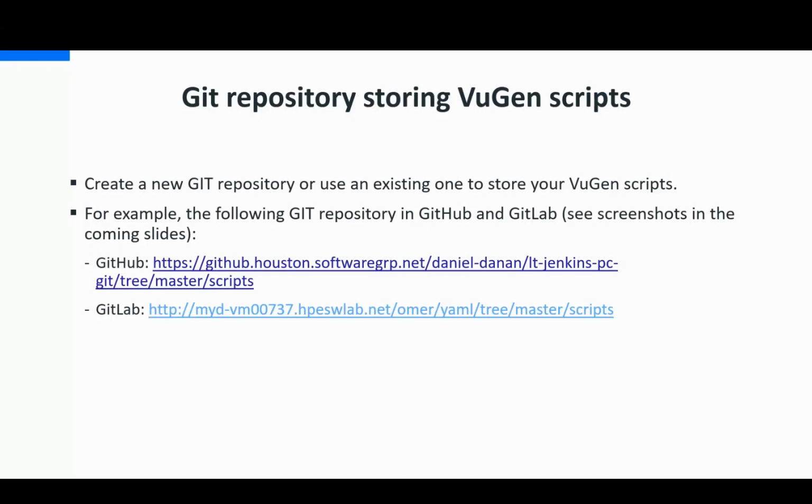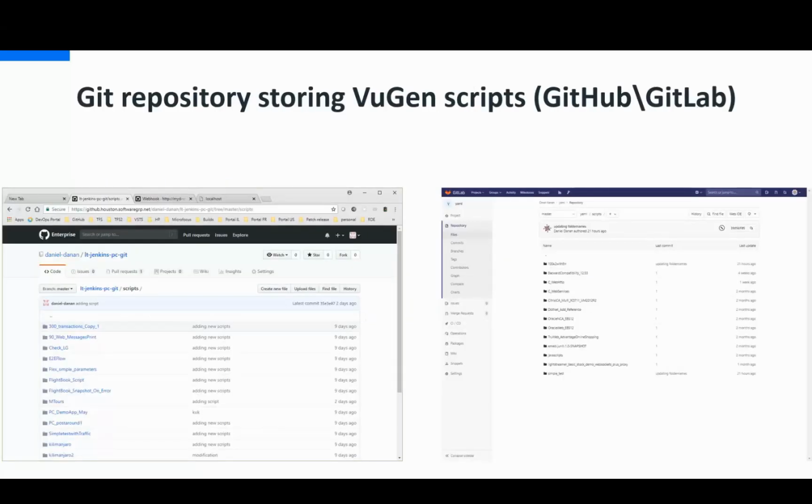So I show you the demonstration. This is a screenshot, exactly the same. This is how it looks in GitHub. So you have the root, lt jenkins pcgit, and I created a script folder, and I put all my folders, my VuGen scripts, in it. The same on GitLab that I just showed you.